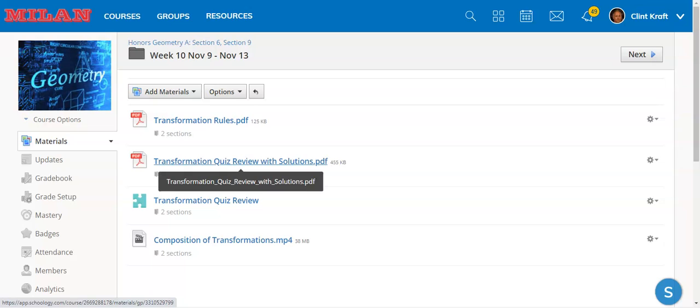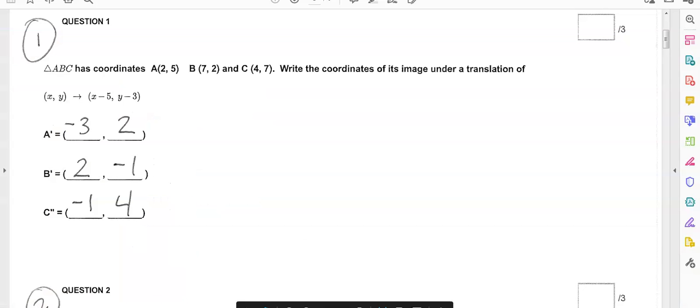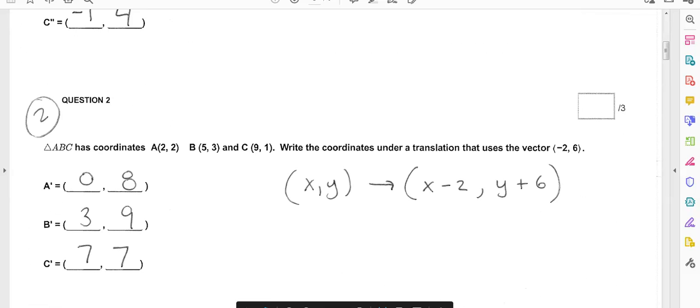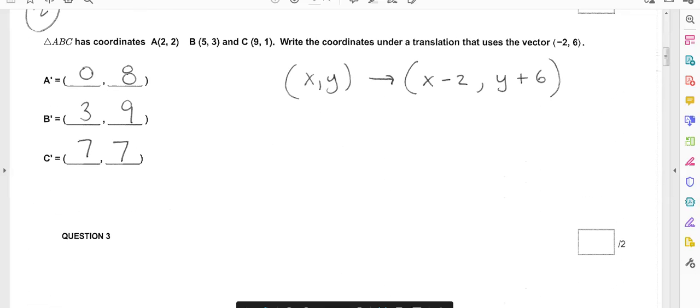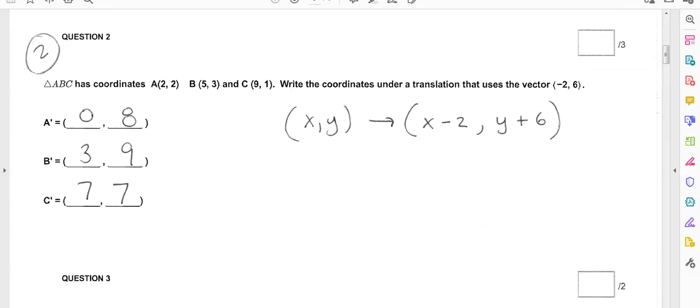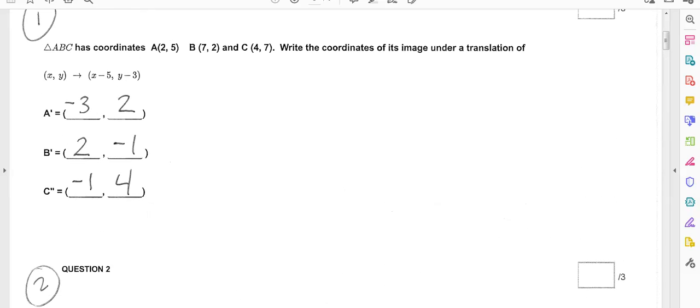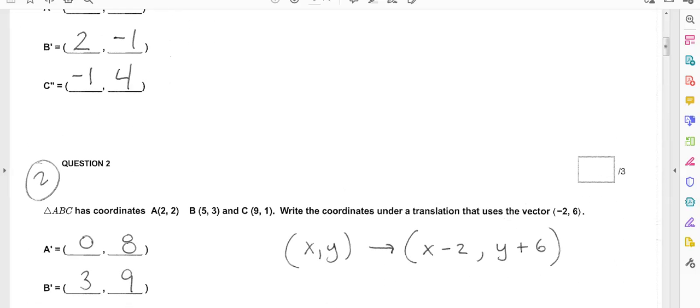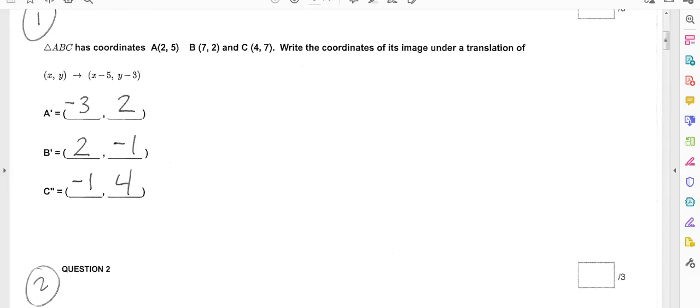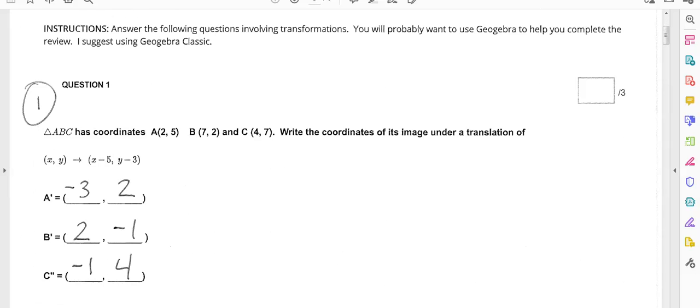Also, I'm going to be referring to this transformation quiz review, which gives you all the answers, and there are some little things I'll write on here as we go, or just talk about. I'm not going to write because I'm over here at my computer to do the GeoGebra part, and I'm not actually writing on the board itself. So let's get started.